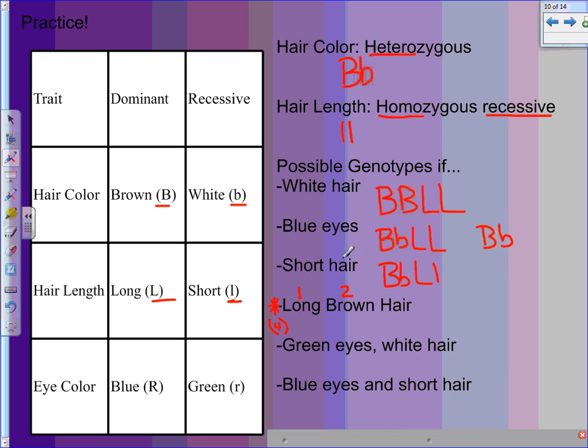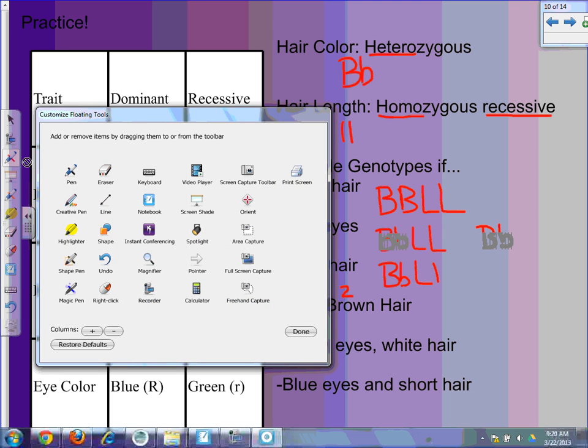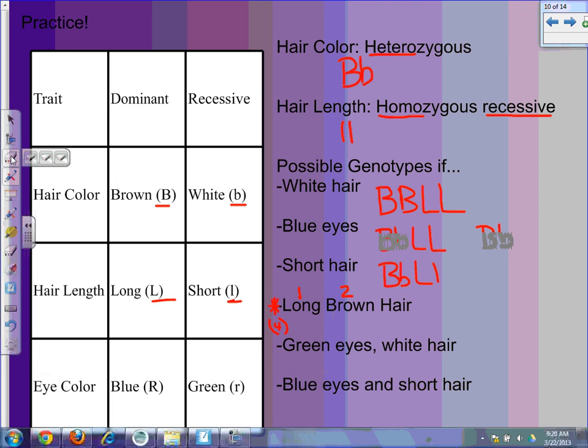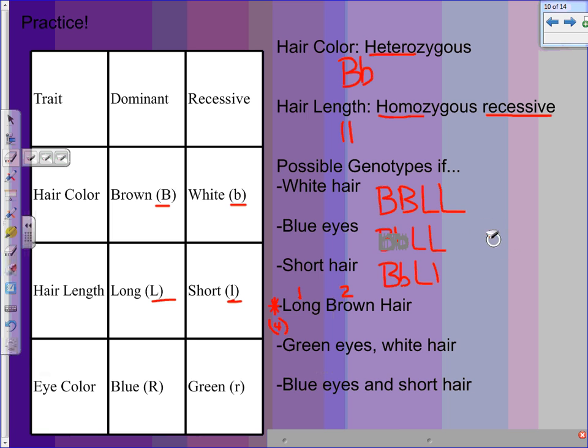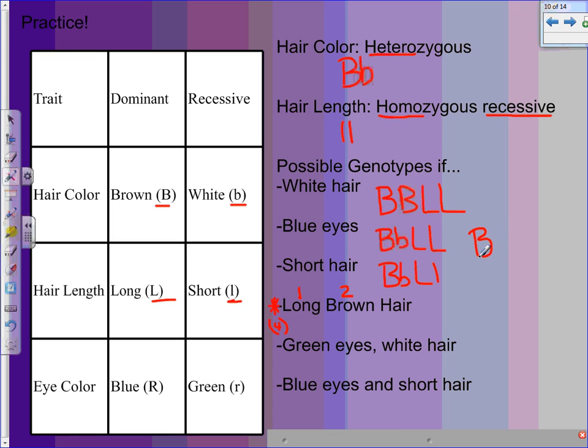All right, so big B, and then we can do a big L, little L. See, because here we have big B, big B, big B, big B, big L, big L, big L, little L. This is going to be brown hair that's long as well. So there's 4 different possible combinations that would get us brown and long hair.